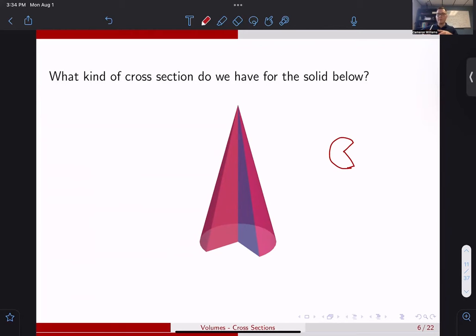So if we think about the base and we think about it coming up to a point, it's going to be the same cross-section throughout. It's just that it gets scaled down until it reaches the tip. And this kind of looks like Pac-Man.